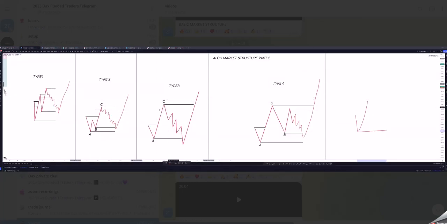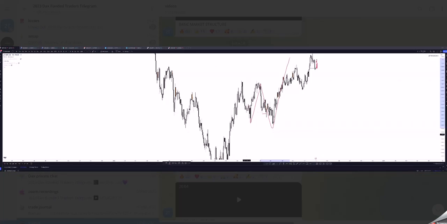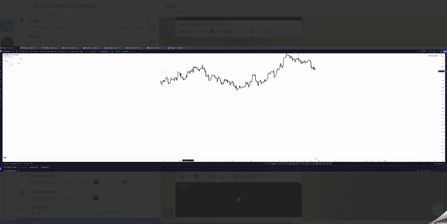The type 3. Please take notes of all these things. This is exactly a typical example of type 3. You can see how price took out the low, then moved in our direction. So I'm looking for a typical example for type 1. I'm still looking for type 1.